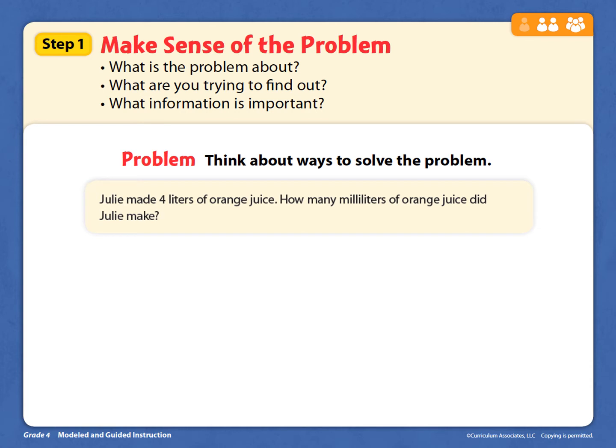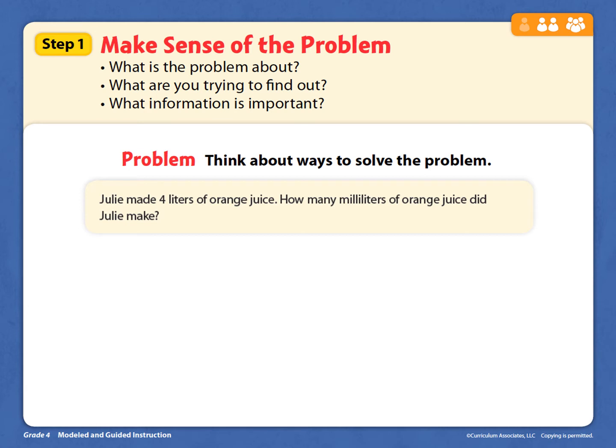So the first thing you need to ask yourself is, well, what is this problem about? What are we talking about? And we're talking about measurement of juice. The next thing you need to ask yourself is, what are you trying to find out? All right, so Julie made 4 liters of orange juice. How many milliliters of orange juice did Julie make? So I'm trying to find out how many milliliters of orange juice Julie made.